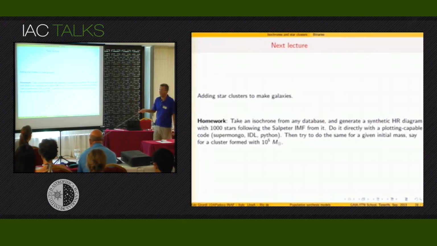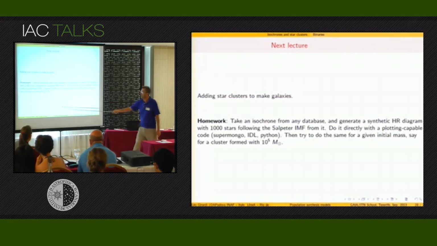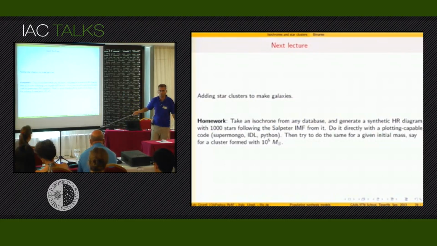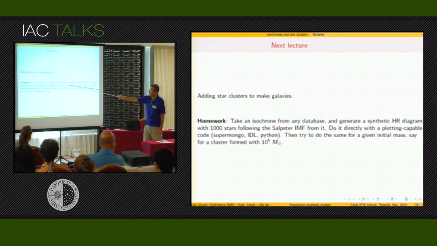So I think that's all for today. I hope you have learned how it works to produce simulations of star clusters. And I would even suggest some homework for you. Since this is a school, if you want to make an exercise, you can try, for instance, to read an isochrone from any database you have and try to generate yourself a synthetic HR diagram for, let's say, 1,000 stars following a Salpeter IMF. If you can do that, you can simulate any cluster of any age and any metallicity.